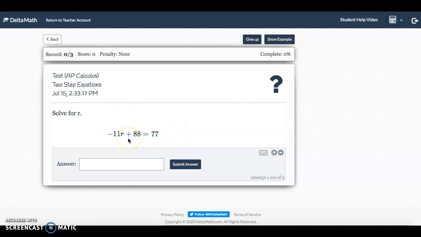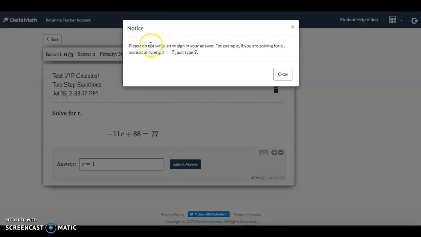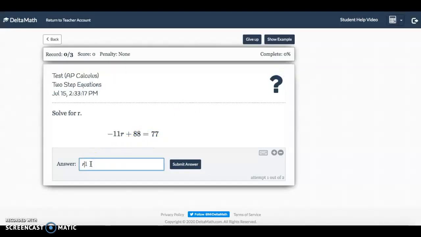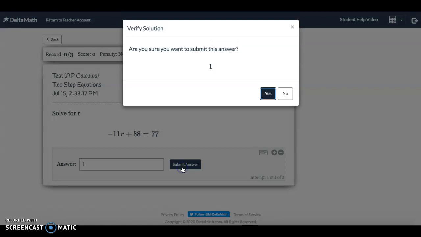So if I actually solved out this problem, subtract 88 from both sides, I get negative 11 equals negative 11r. So then r would be 1. In your answer box, I could type the answer 1. If I try to type the answer r equals 1 and I hit submit answer, it will give me a little bit of feedback and say, please do not write an equal sign in your answer. For example, if you're solving for x, instead of typing x equals 7, just type 7. Keeping that in mind, I can just type the number 1 instead.